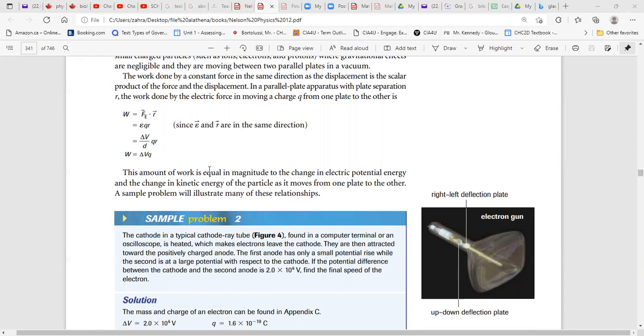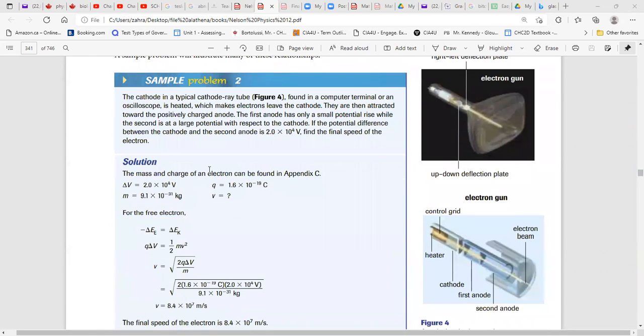multiplied by Q. Okay, looking at this question, the cathode in a typical cathode ray tube found in a computer terminal or an oscilloscope is heated, which makes electrons leave the cathode. They are then attracted toward the positively charged anode. The first anode has only a small potential rise, while the second is at a large potential with respect to the cathode. If the potential difference is given to be 2 × 10⁴, find the final speed of the electron.